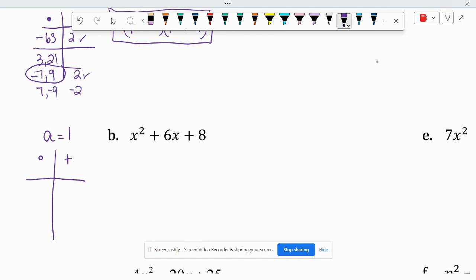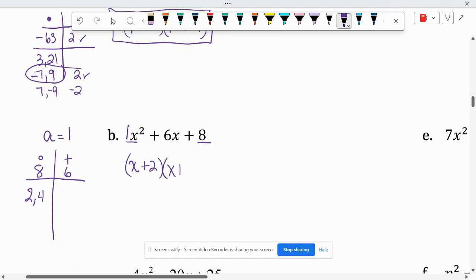A times C is 8. This is A, this is C, right? So 1 times 8 is 8, has to add up to B, 6. So yeah, 2 times 4. That becomes X plus 2 times X plus 4. Good job, Dylan.